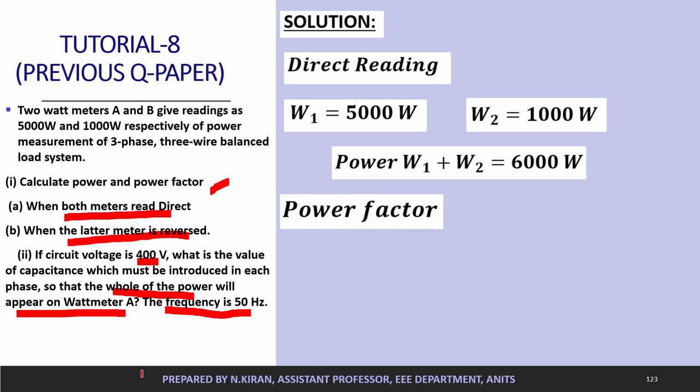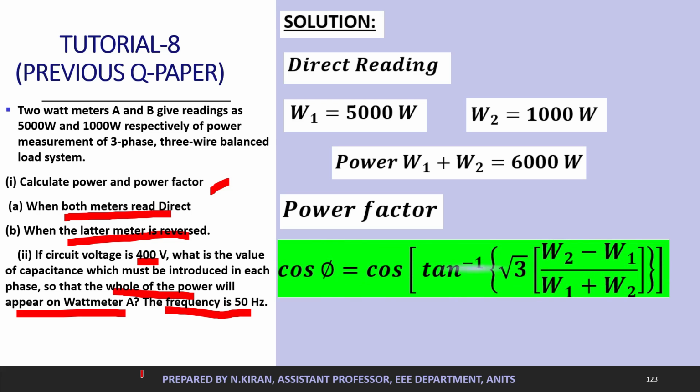The power factor, we know the expression for power factor since we know the readings of W1 and W2. On substituting the values, it gives me the power factor to be 0.65.